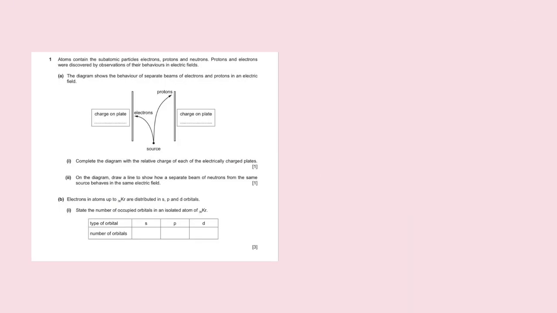So in the first question, part A asks us to determine the charge on the electric plates based on how electron and proton beams deflect and to predict the path of the neutron beam. And part B asks us to calculate the number of occupied s, p, and d orbitals in a krypton atom. Let's break it down step by step.